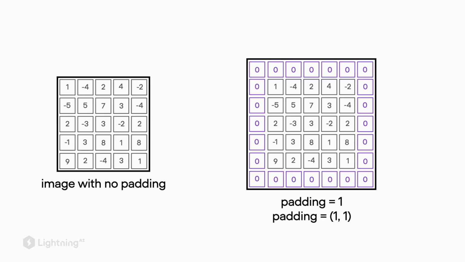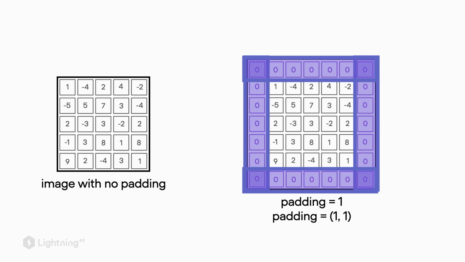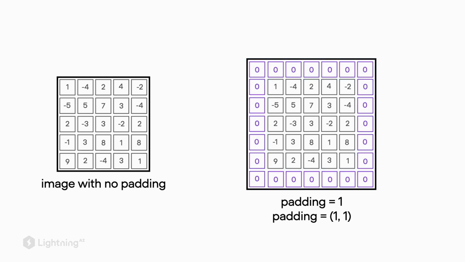But what is padding exactly? For example, if we have a padding of 1, what we do is we add one column of zeros to the left-hand side, one column of zeros to the right-hand side, and a row of zeros to the top and to the bottom. Similarly, if we had a padding equal to 2, we would add 2 columns of zeros to the left-hand side, 2 columns of zeros to the right-hand side, and then 2 rows of zeros at the top and at the bottom. So padding is essentially adding a frame of zeros around our input.